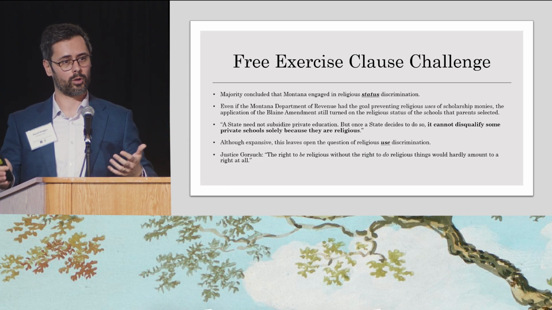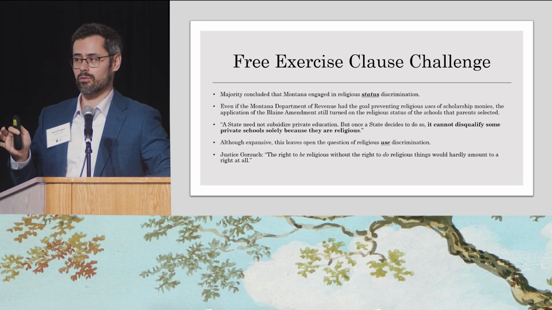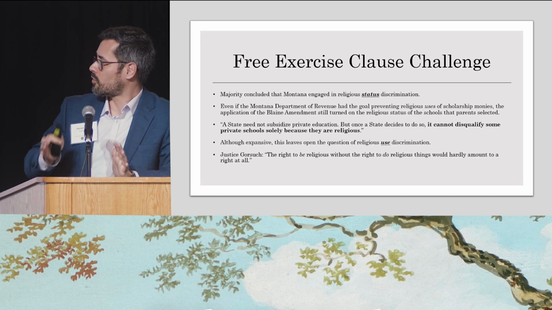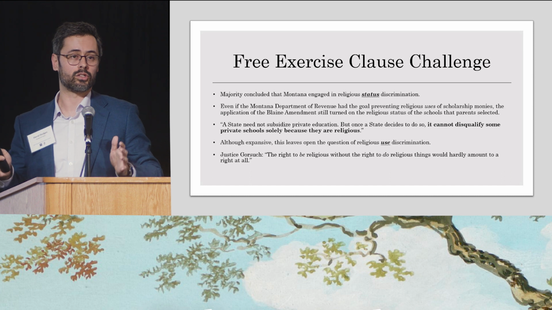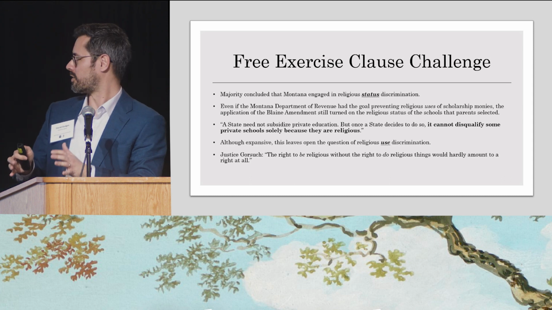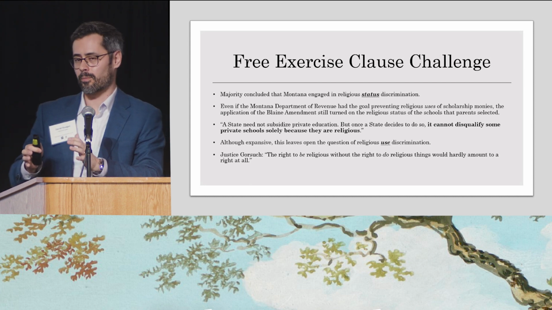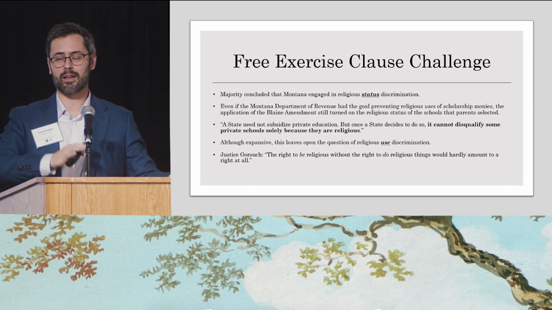Happily, once again, this U.S. Supreme Court agreed with us, but they took a very almost narrow approach. What they said was that the Montana Supreme Court had engaged in religious status discrimination. It said that even if the Montana Department of Revenue had the goal of preventing religious uses of scholarship monies, the application of the Blaine Amendment still turned on the religious status of the schools that parents attend. And the seminal language from that opinion from Chief Justice Roberts is that a state need not subsidize private education, but once it does, it cannot disqualify some private schools because they are religious. And this was a very big victory, very significant, because it made clear that the U.S.